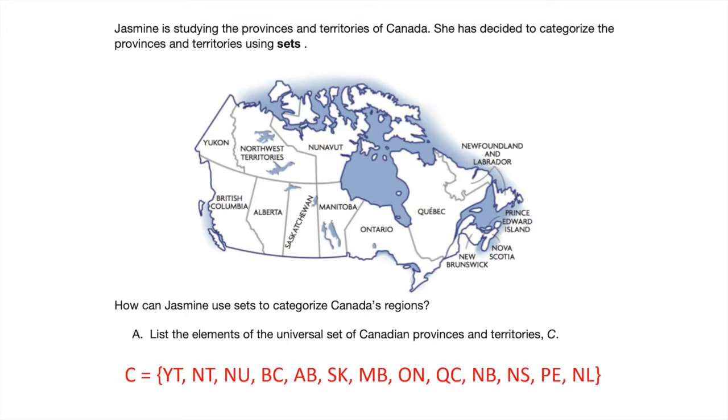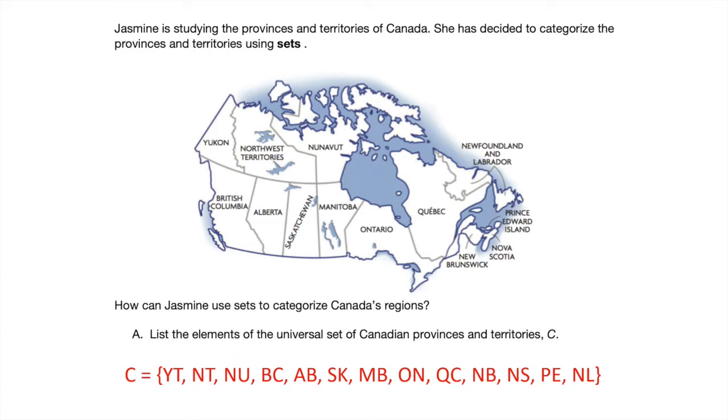So let's get into an example that uses sets. Let's take the country of Canada, and we would like to categorize Canada's regions. So the first thing we want to do is list off all the elements which would represent the universal set of the Canadian provinces and territories, and we're going to label that as C. And so I've chosen some 2-letter abbreviations, and again, you could choose whatever you want. You could also just write out the words.